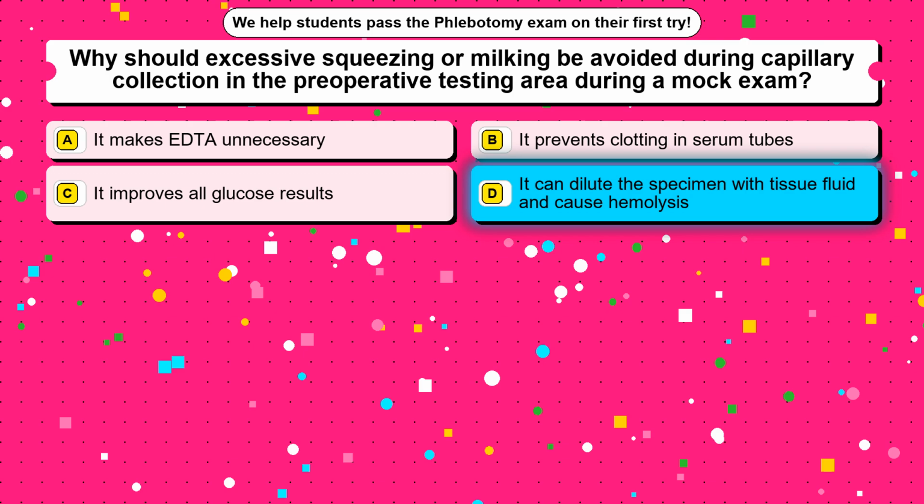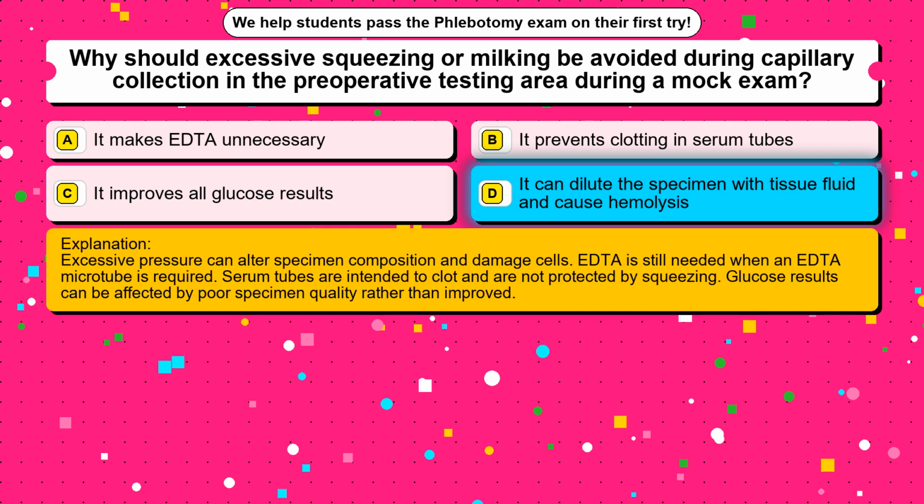The correct answer is option D. It can dilute the specimen with tissue fluid and cause hemolysis. Excessive pressure can alter specimen composition and damage cells. EDTA is still needed when an EDTA microtube is required. Serum tubes are intended to clot and are not protected by squeezing. Glucose results can be affected by poor specimen quality rather than improved.